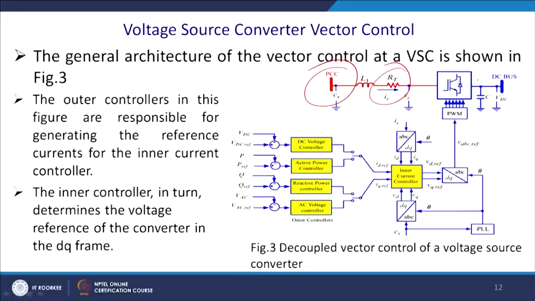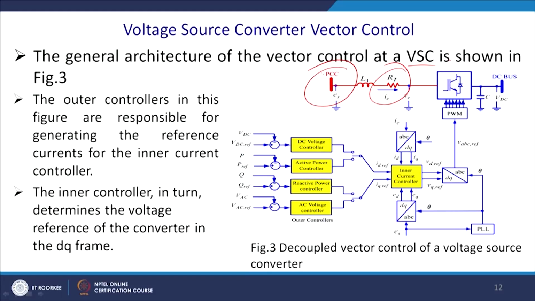So, resistance plays a huge role in the case of the microgrid, and thus you have a PWM converter and you have a DC bus, and it may be from the grid or it may be from other AC sources, for example, the wind. So, this is the general architecture of the voltage vector control of the voltage source converter.